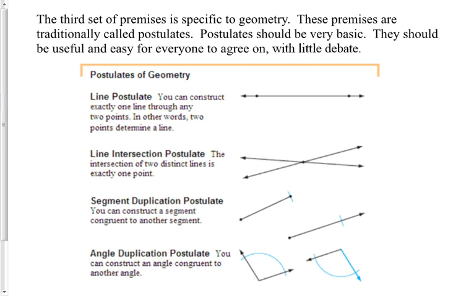The line intersection postulate. The intersection of two distinct lines is exactly 1 point. Segment duplication postulate. You can construct a segment congruent to another segment. Angle duplication postulate. You can construct an angle congruent to another angle. These are things that you're sitting there like, no kidding, right? Now we have to know the names of these postulates because we have to name them when we use them in a proof.